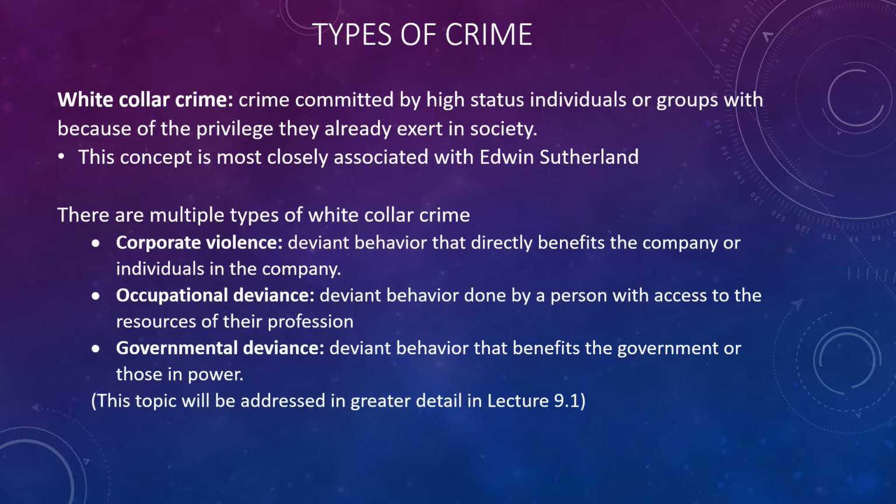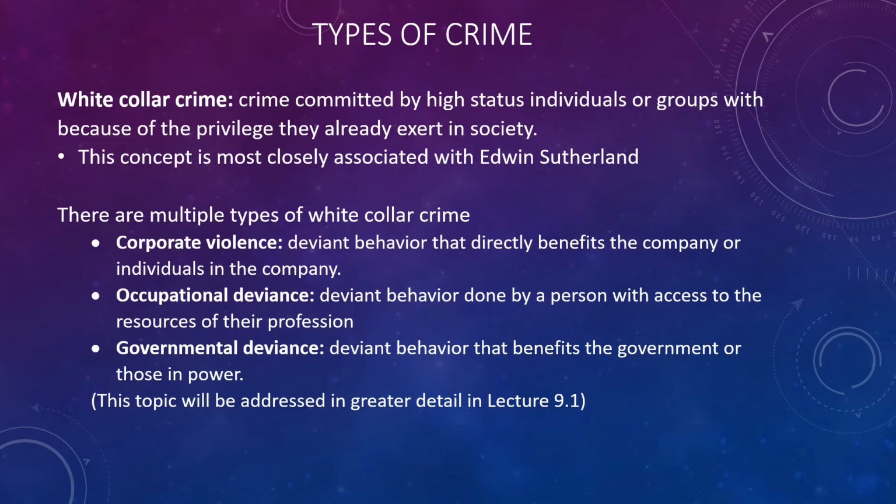First, we have corporate deviance, which is deviant behavior that directly benefits the company or individuals within that company. So basically, it's when a corporation does a crime. Then we have occupational deviance, which is deviant behavior done by a person with access to resources of their profession. An example of this could be maybe a bank teller stealing money out of the bank just because they have access in their job.